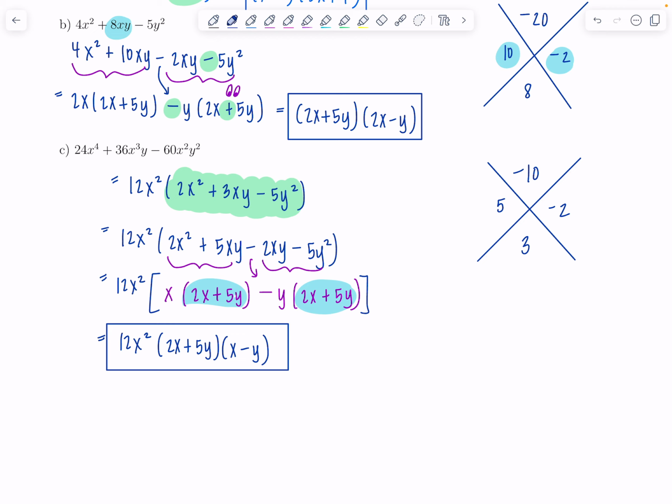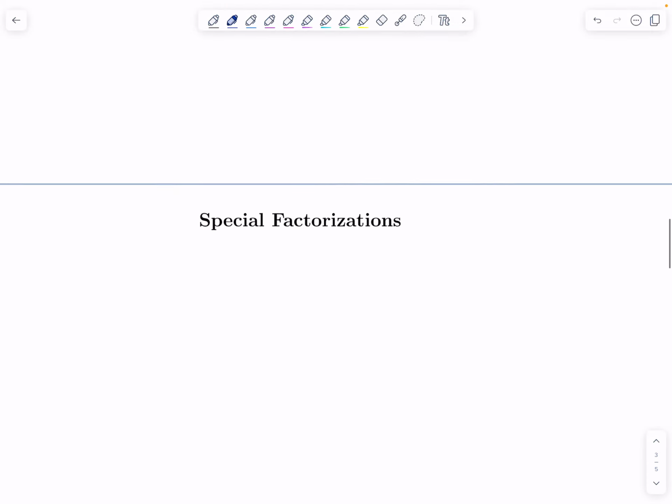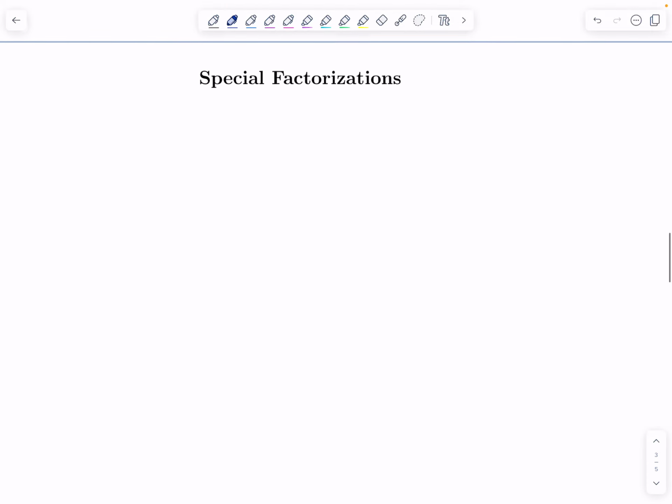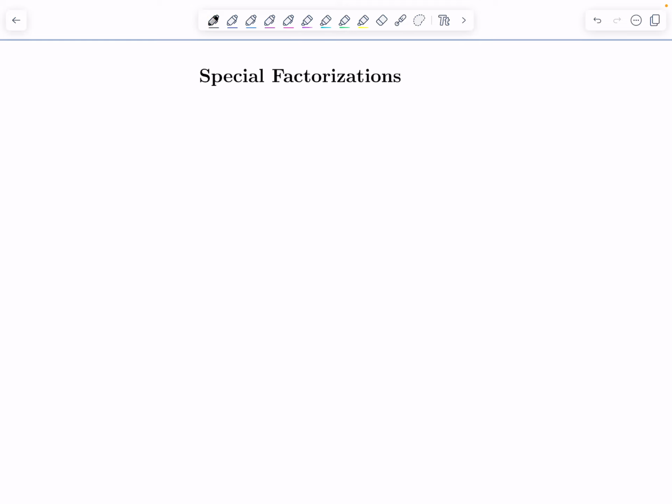Okay, last thing are special factorizations, meaning special patterns to be on the lookout for. So the first one is a difference of squares. So a difference of squares has the form a squared minus b squared, and it factors into a plus b times a minus b.